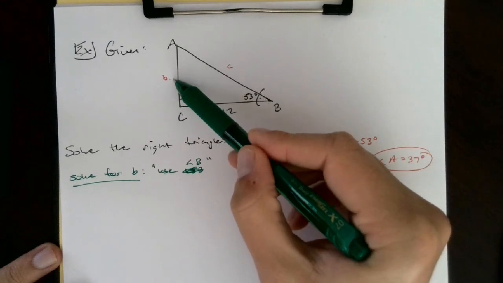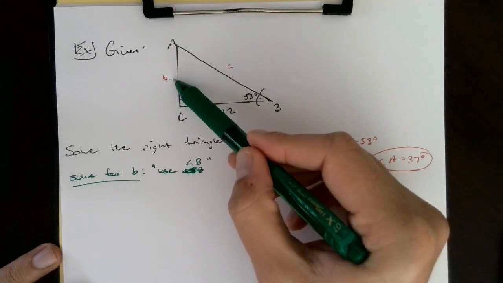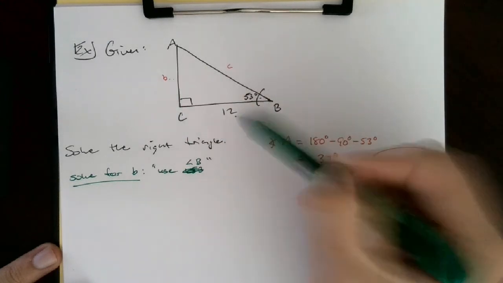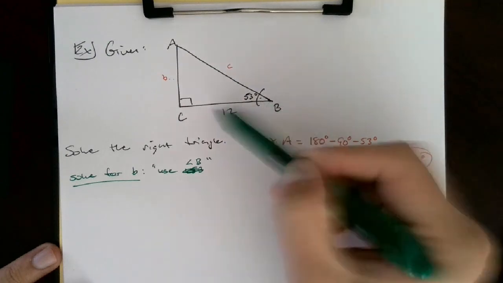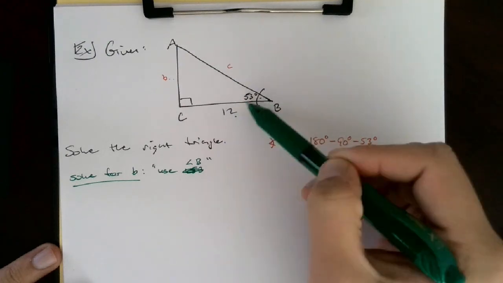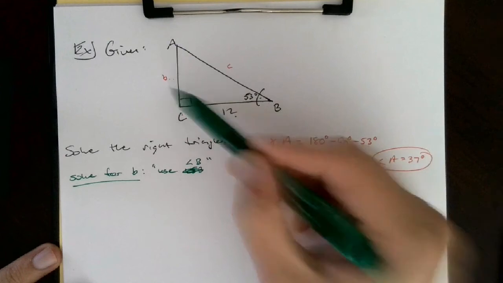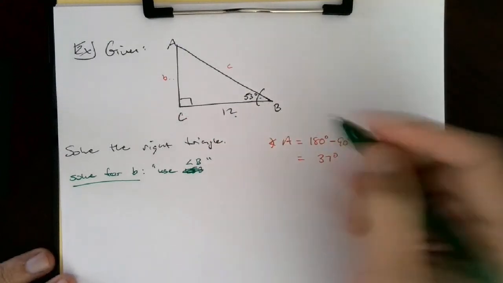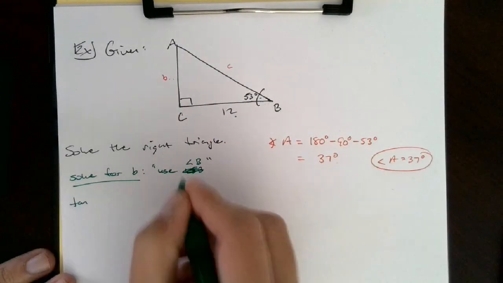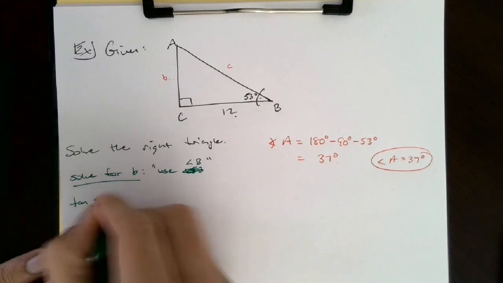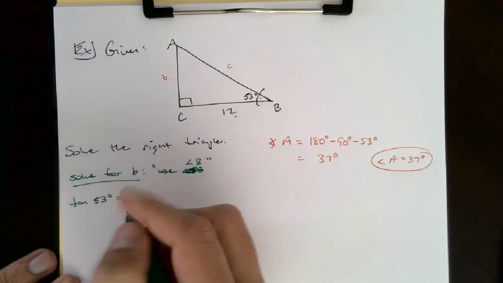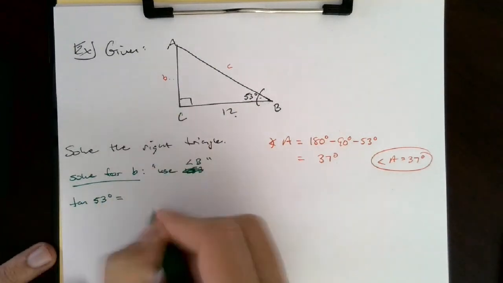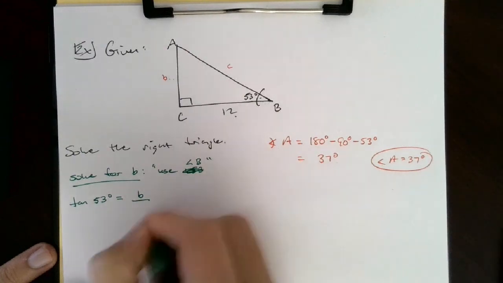And I want a relationship between, to find side B, this is an unknown side, and the side I know. So this is the angle. Side B is the opposite of it, right? And the side I know is what to angle B? Well, it's adjacent. So what trig function relates opposite and adjacent? Well, that would be tangent. So we're going to take the tangent of angle B, which is 53 degrees. And it's equal to, remember, opposite, which is B, my unknown, over the adjacent, which is 12.